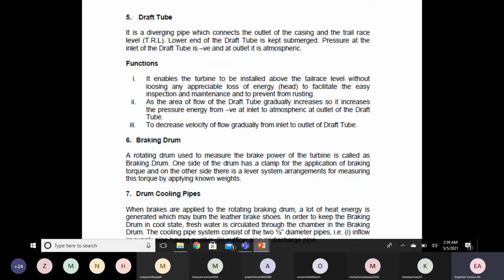Then the drum cooling pipes, because in the braking drum we have the leather brake shoes which can burn because of the applying of brakes. To avoid this burning of the leather brake shoes, we provide the circulation of water through inflow and outflow pipe. So that is called drum cooling pipes. One pipe brings the water to the braking drum, and the other takes out water from the braking drum. So this figure is also available in the previous job number 3. You can see from there about the braking drum and the drum cooling pipes.